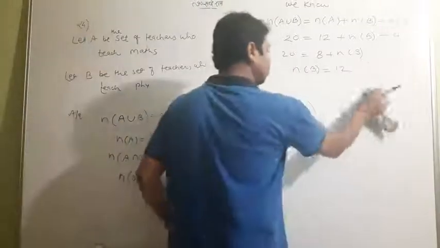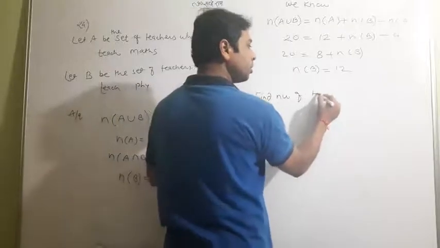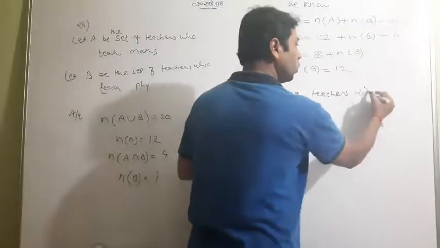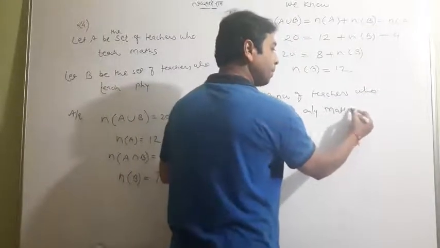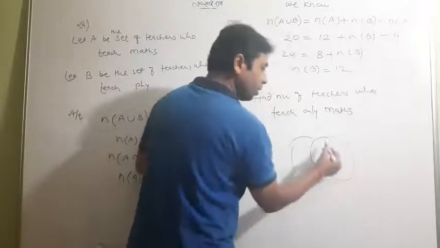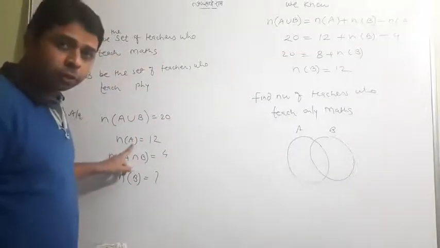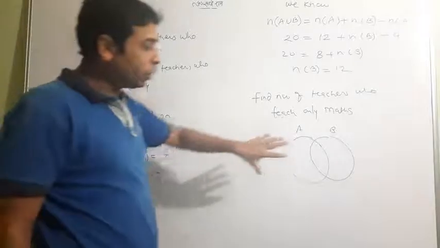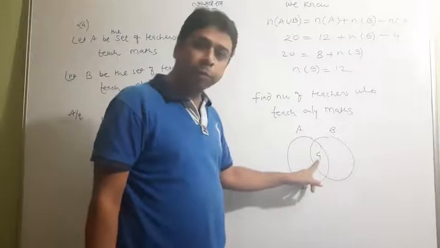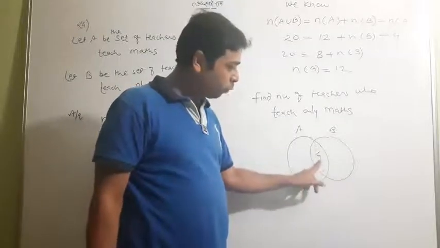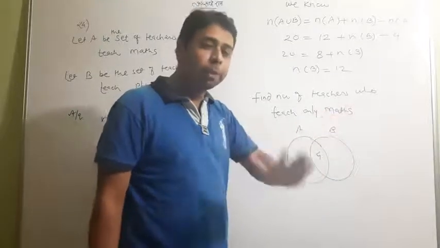If someone asks you now, find the number of teachers who teach only mathematics, a very good question. Only maths. One should not ignore that A is the set of teachers who teach mathematics, 12 in total. But one should not forget that these 4 teach both subjects. Here it is written only maths, so one should remember that.